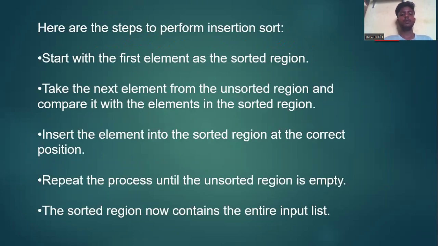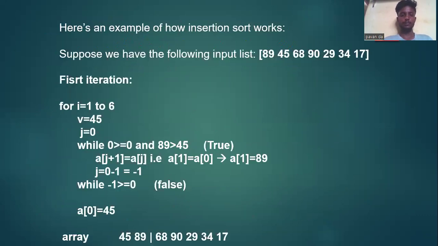Here are the steps to perform an insertion sort. Start with the first element as the sorted region. Take the next element from the unsorted region and compare it with elements in the sorted region. Insert the element into the sorted region at the correct position. Repeat the process until the unsorted region is empty. The sorted region now contains the entire input list.